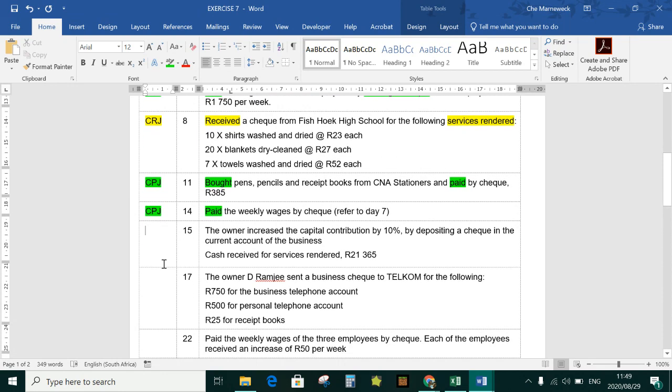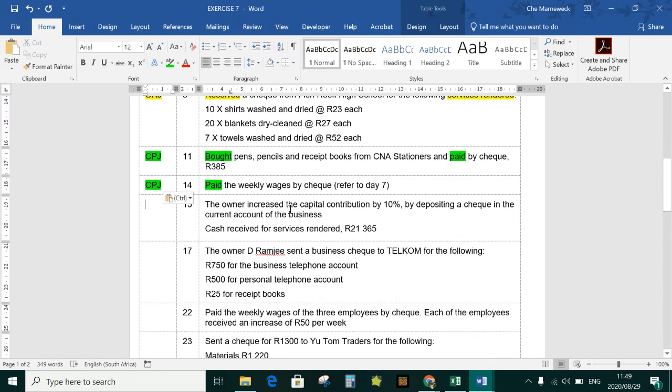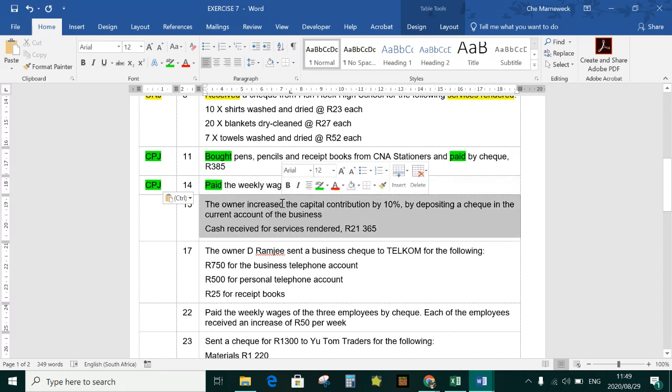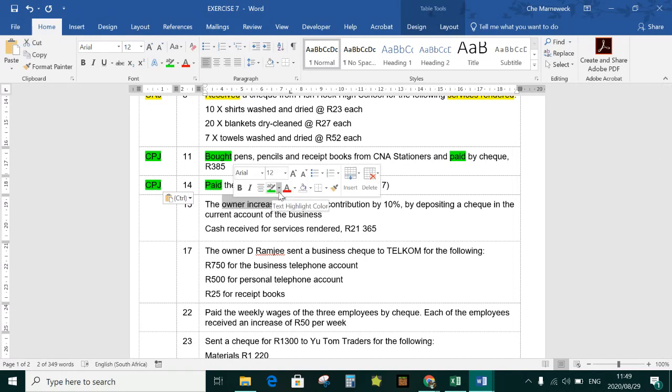Then we go to day 15. The owner increased the capital contribution. The owner is putting money in the business bank account. They have deposited a check in the current account of the business. So the owner, sorry, I just want to highlight that. So the owner is putting money in the business. That is going to be cash receipts journal.